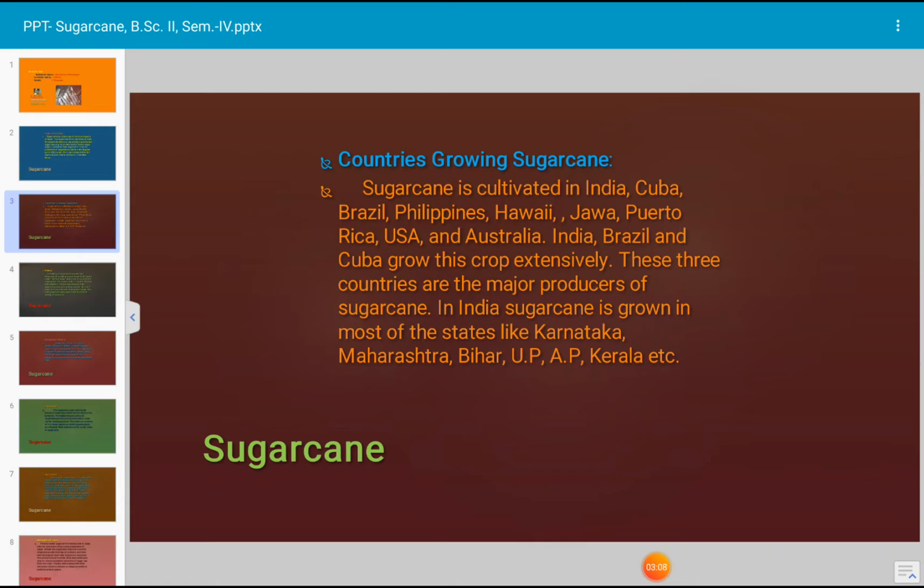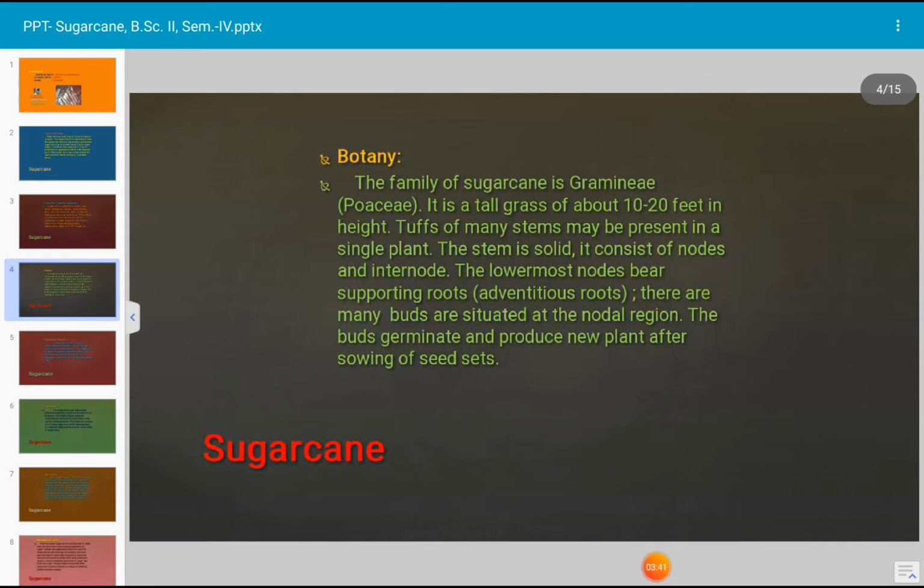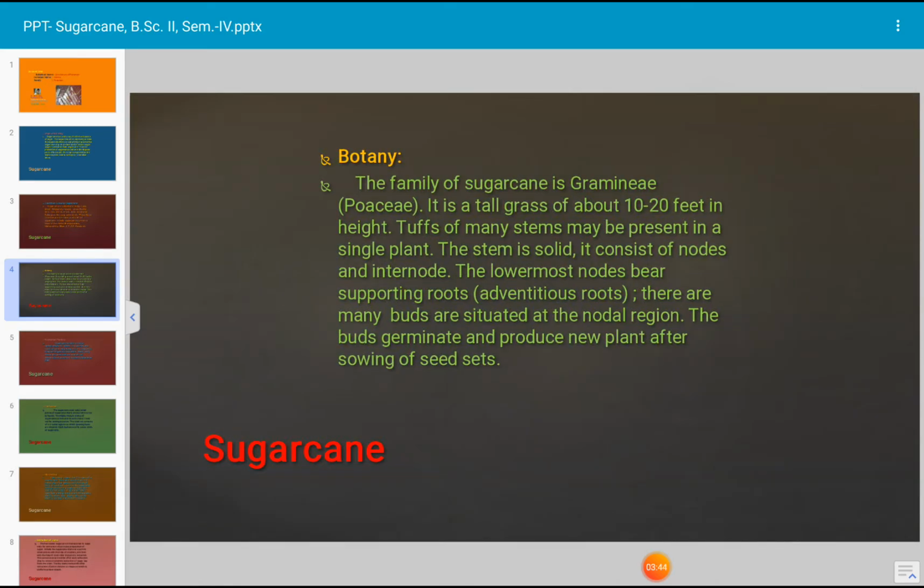In India, sugarcane is grown in most of the states like Karnataka, Maharashtra, Bihar, Uttar Pradesh, Andhra Pradesh, Kerala, etc. But Uttar Pradesh and Bihar are the leading states in growing sugarcane. In India, 4 million acres of agricultural land is under cultivation of sugarcane. Next slide. Let us see the botanical features of sugarcane.